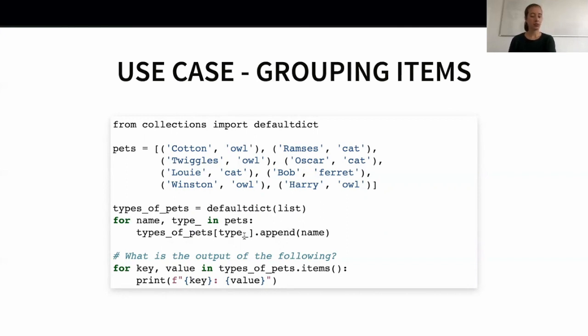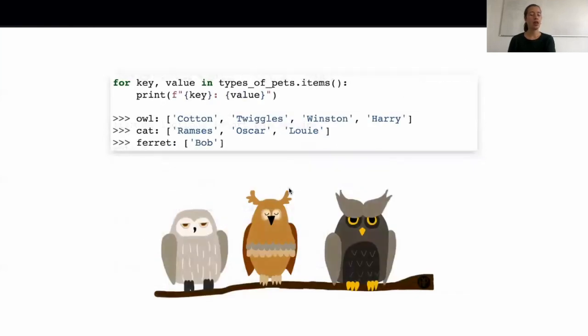The next time we loop through the list and get to the key owl, it will already be contained in the dictionary with a list, and the next name can be appended to this existing list. So what do you think the output will be when looping through this resulting dictionary? Okay, so I hope this is what you expected. We get a list of all the owls, a list of all the cats, and so on.